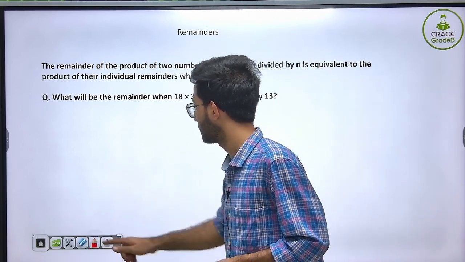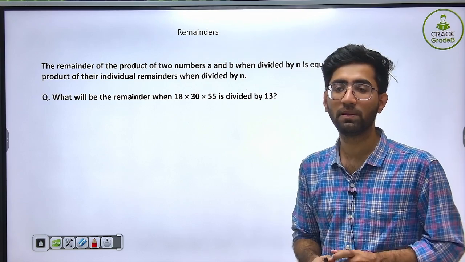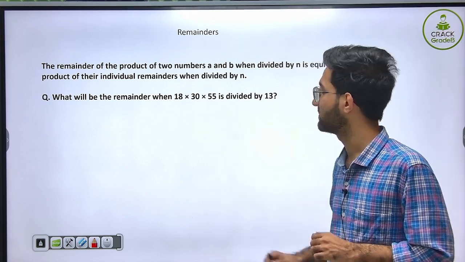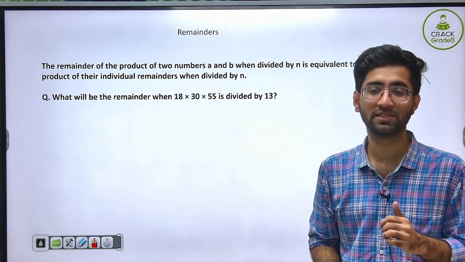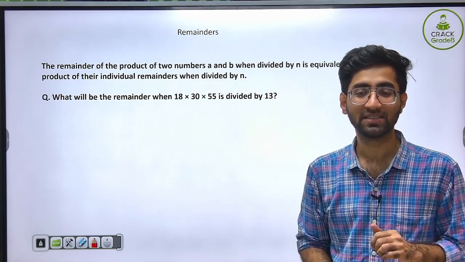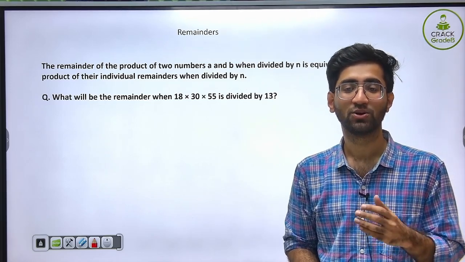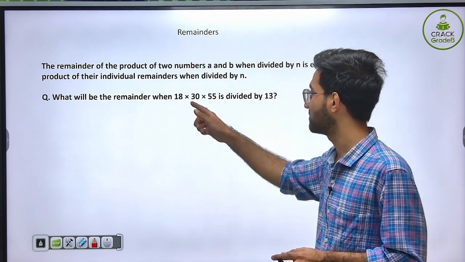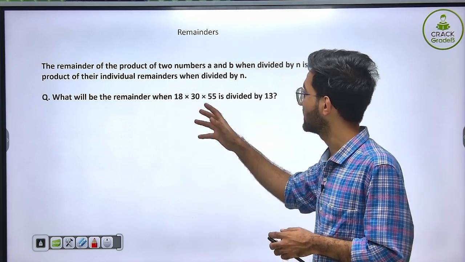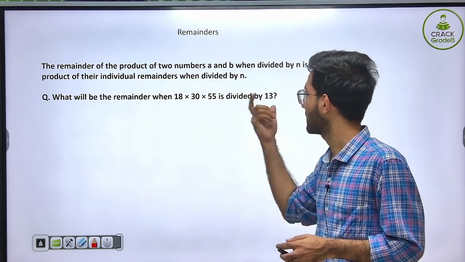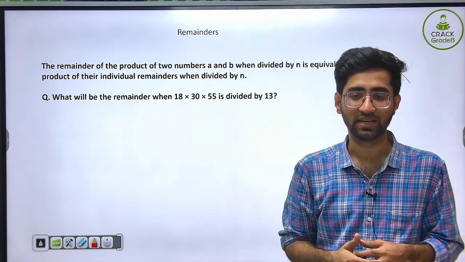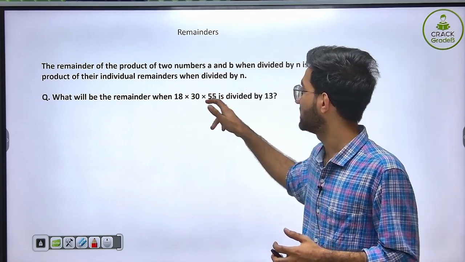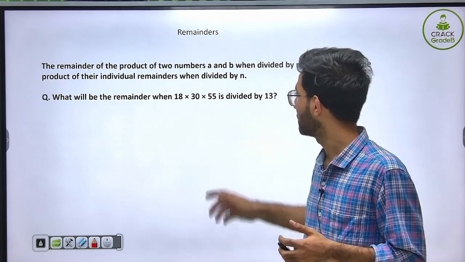Now we will solve this question. The question is, what will be the remainder when 18 into 30 into 55 is divided by 13? What will be the simple approach? Suppose I ask this question to a student who is studying in a school, right? What will he do? He will simply multiply these 3 numbers, then he will divide that product by 13, then he will answer that, okay, the remainder is this much if we divide 18 into 30 into 55 by 13.